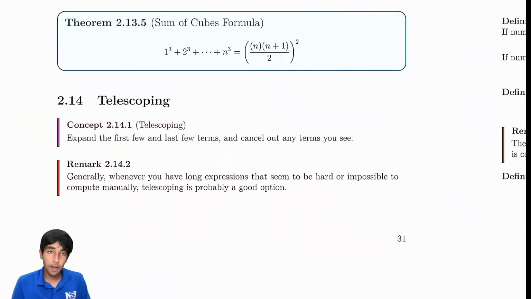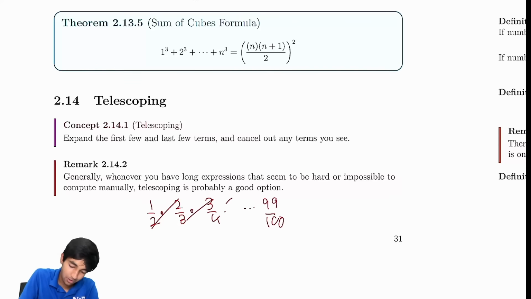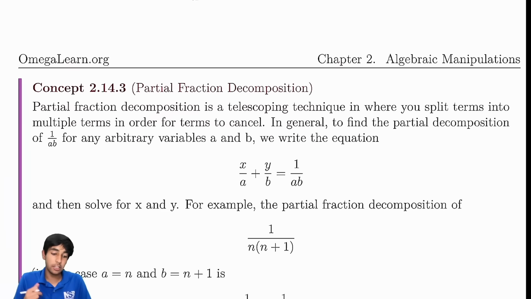Okay, so for telescoping, there are some really simple examples, like 1/2 times 2/3 times 3/4, all the way till 99 over 100, where it's very simple. You just cancel. You get 1 over 100. But there are some more complicated ones as well, specifically partial fraction decomposition.